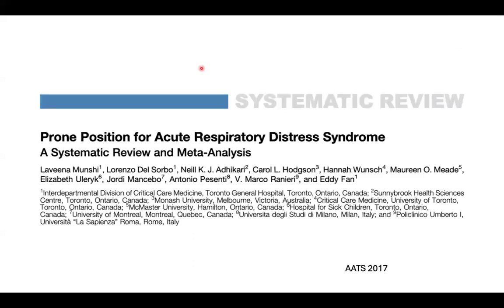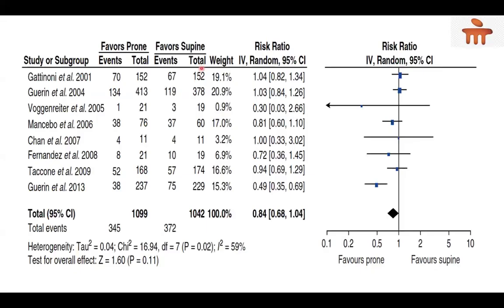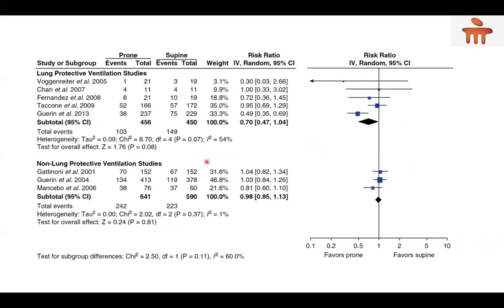Look at the systematic review published in ATS in 2017, which covered a subset of trials from 2001 to 2013. As you can see, when you compile all the trials, there was a mortality benefit which favors prone, but it took a lot of time. When they further sub-analyzed these studies, they found that wherever the studies used lung protective ventilation, that is 12 or 6 ml per kg, there was a mortality benefit. Whereas with non-lung protective ventilation, there was no benefit.